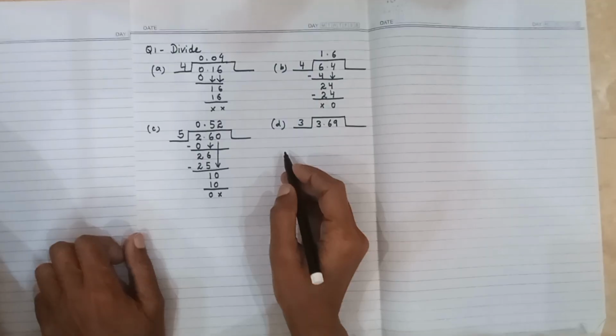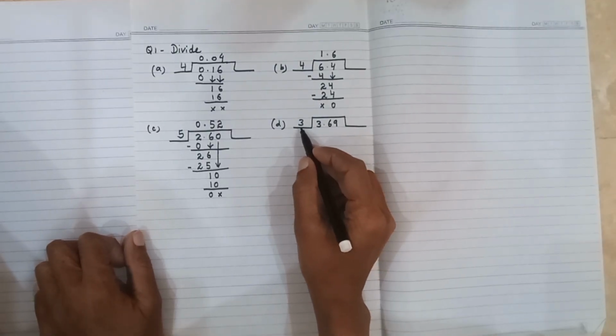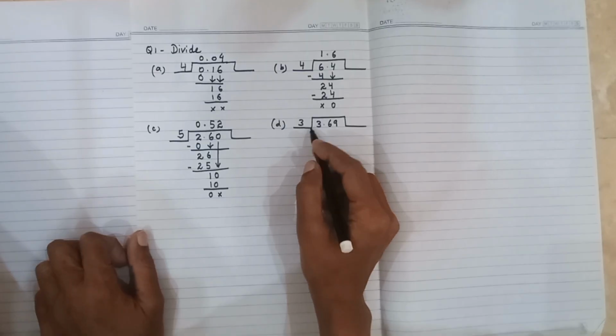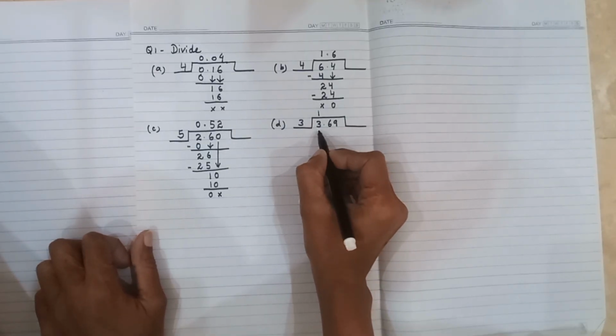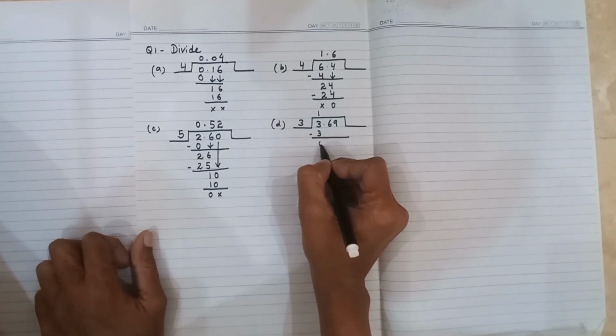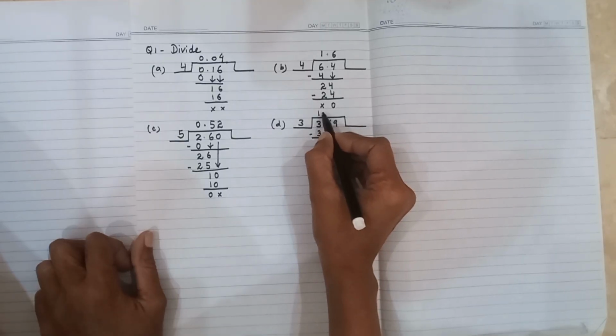Now this is part 4. 3.69 is the dividend and 3 is the divisor and 3 is a whole number. Then read the table of 3. 3 into 1 will be 3. Then 3 minus 3 will be 0. Then this decimal point will go upward in the quotient.